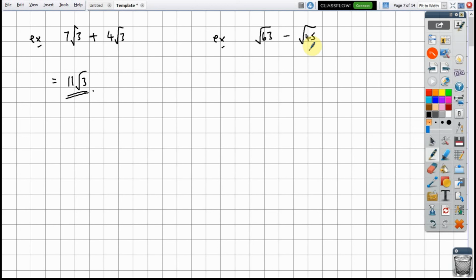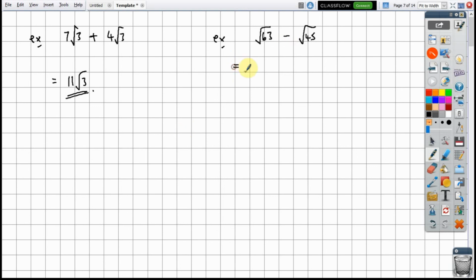Root 63, if you stop and think for a moment, is just slightly less than root 64, and we know that that's 8. Root 63 is just a little bit less than 8. Root 45, well, we know that root 36 is 6, and root 49 is 7. This is somewhere in between 6 and 7. It's nothing to do with 63 take away 45. The answer cannot be root 18.